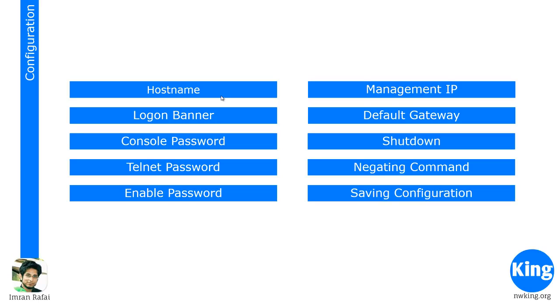You know how to give a logon banner, how to give a console password, a telnet password, and how to enable the password. How to give a management IP, like we discussed, interface VLAN, and how to give a default gateway. How to shut down a port or open a port, the negating command, and saving the configuration. These are the basic commands. So this is what you will do.